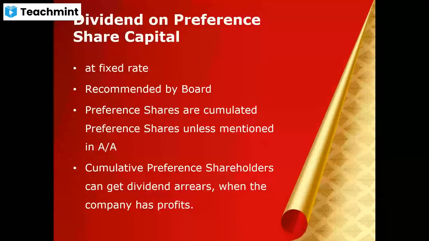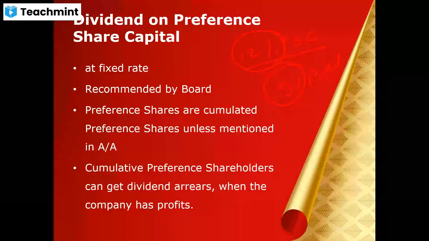Now dividend on preference shares. The rate of dividend on preference shares is a fixed rate. If you have shares called 12% preference shares, then the rate of dividend will be fixed. That will be 12%. If it is 9% preference shares, then the rate of dividend will be 9%. This rate is recommended by the board of directors.